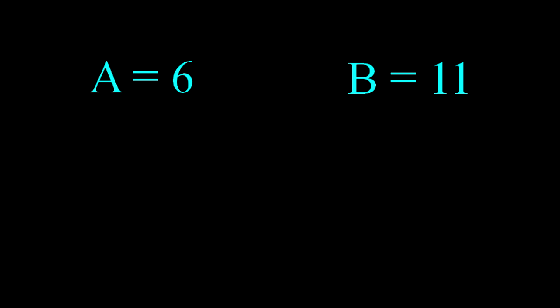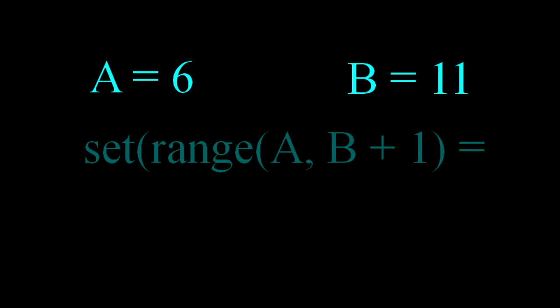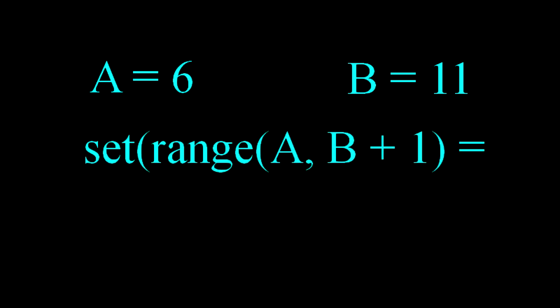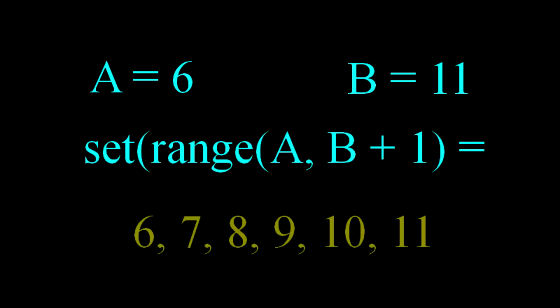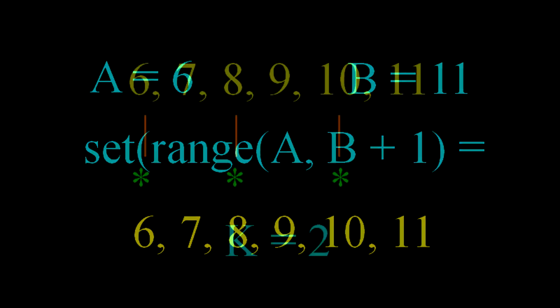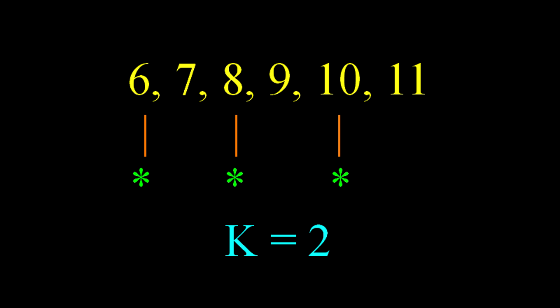And if you type in the code set range A to B plus 1, you'll get 6, 7, 8, 9, 10, 11. And when K equals 2, as you can see, it's divided evenly into 6, 8, and 10. The end result is 3. The answer is 3 because K divides evenly into 3 numbers within the range.